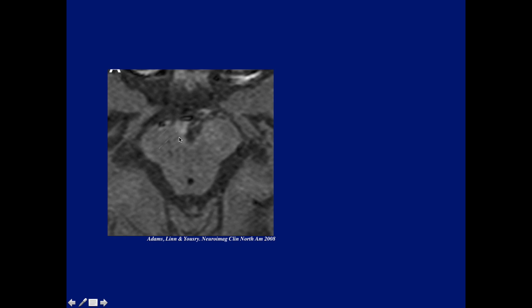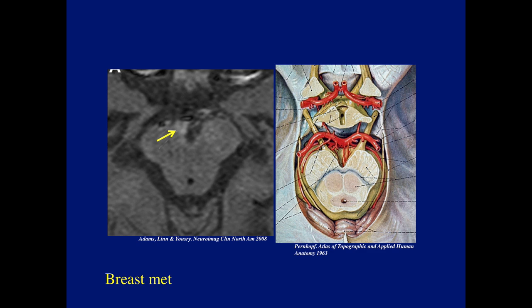This is a breast metastatic lesion at the area where the third nerve comes out. The patient again had third nerve symptoms, so this is where the tumor was sitting, right where the right nerve was exiting from the interpeduncular region.